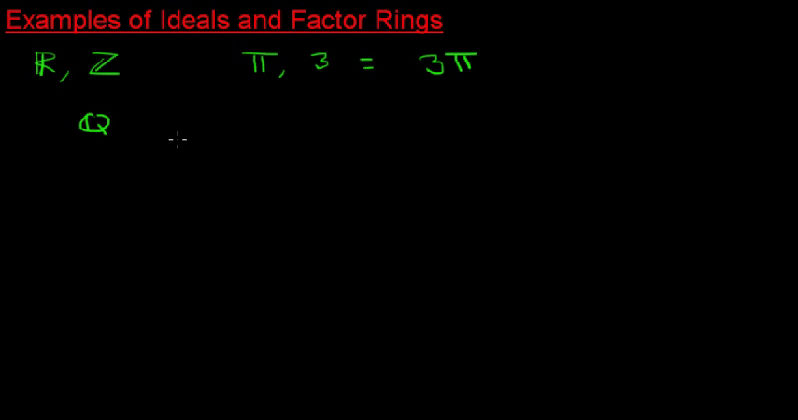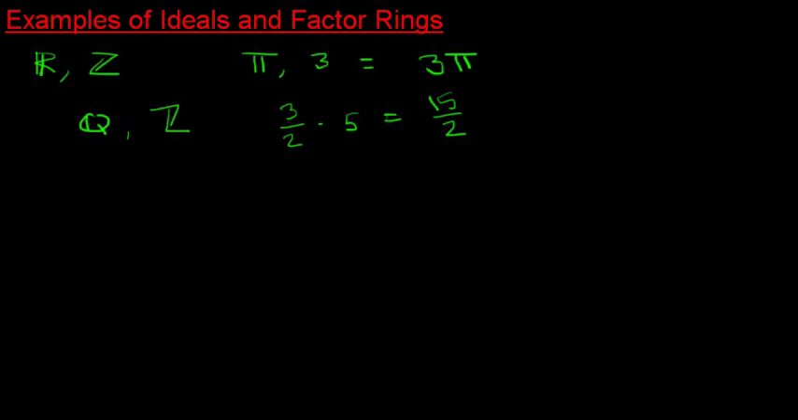Okay, well, maybe if we take the rational numbers as our ring and take the integers as a subring, maybe the integers will be an ideal in the rationals. Well, let's take a rational number, say 3 halves, and multiply that times an integer, say, I don't know, 5. That gives us 15 over 2, which is not an integer, again. So the integers are not an ideal of the rational numbers, not an ideal of the rationals or the reals.